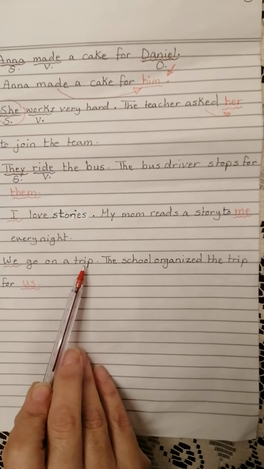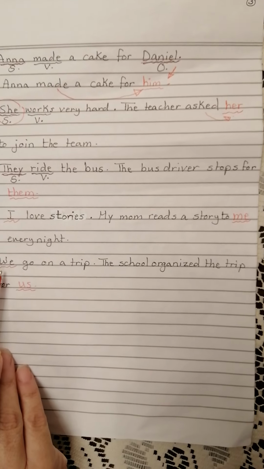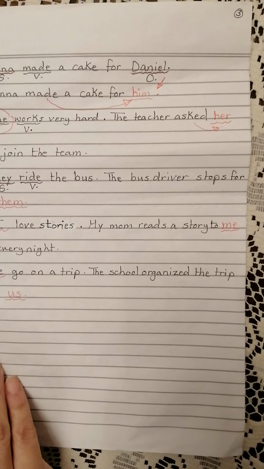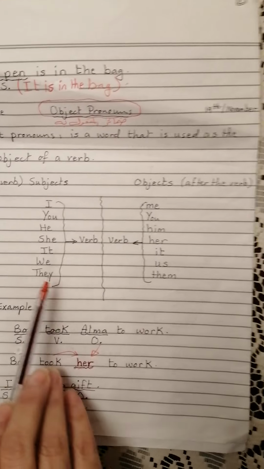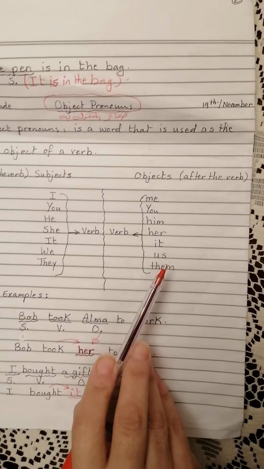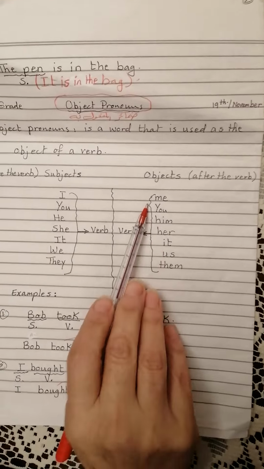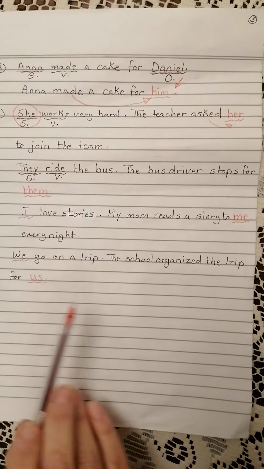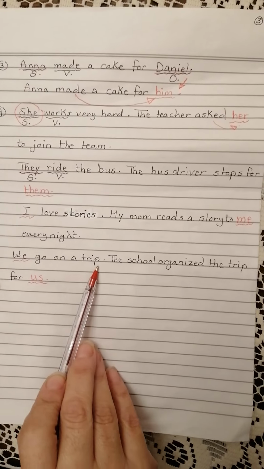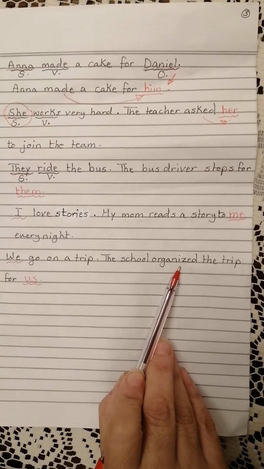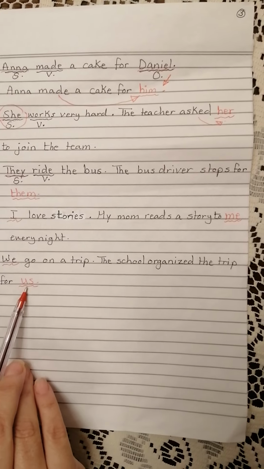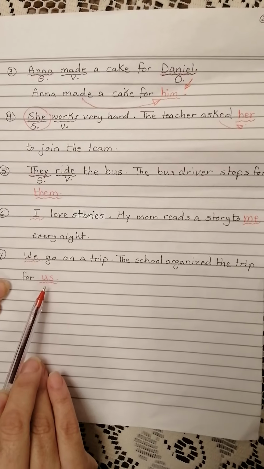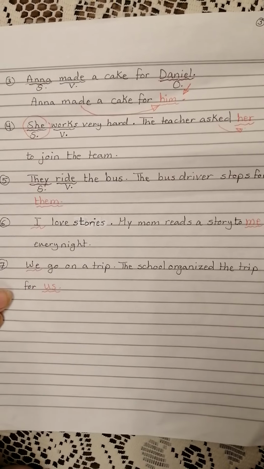We go on a trip. The subject here is we. If you go back to the list, we will see that we becomes us. We as a subject becomes us as the object. So, we go on a trip. The school organized the trip for us. So, us is the object pronoun for we.